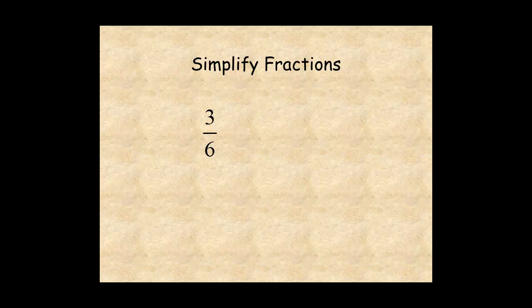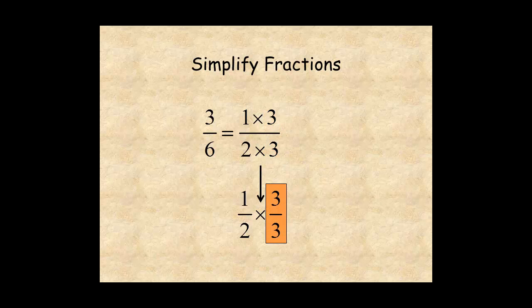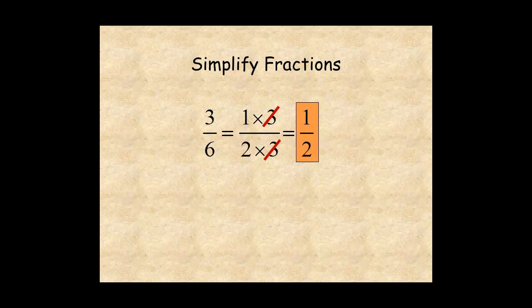For example, the fraction 3 over 6. If you factor the numerator and denominator, there's a common factor of 3. You can see that this is the same as multiplying by 3 over 3, which is the same as multiplying by 1, which doesn't change the value of the fraction. So eliminating the common factor doesn't change the value of the fraction, it just simplifies the fraction. And you get 1 over 2. When two fractions have the same value, they're called equivalent fractions.